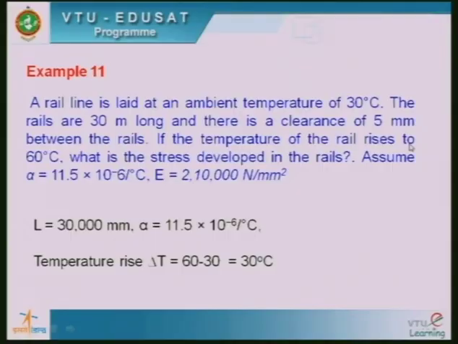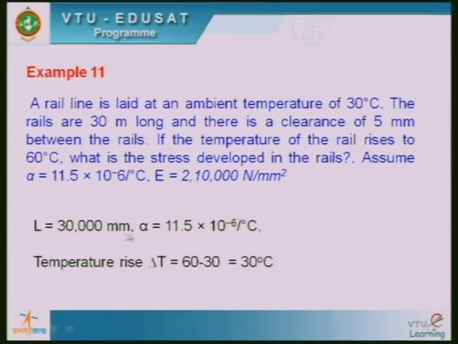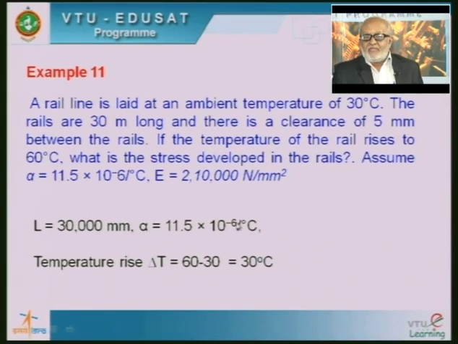Now, if the temperature of the rail rises to 60 degrees centigrade, what is the stress developed in the rails? Assume alpha and the modulus of elasticity as given. Let us work it out. The length of the rail line is given as 30 meters, so it is 30,000 mm. Alpha, I am taking this value. The rail line was laid at 30 degrees, which we consider the normal temperature, beyond which the temperature rises to 60 degrees. That means the temperature rise delta T is equal to 60 minus 30, so the rise in temperature is 30 degrees Celsius.